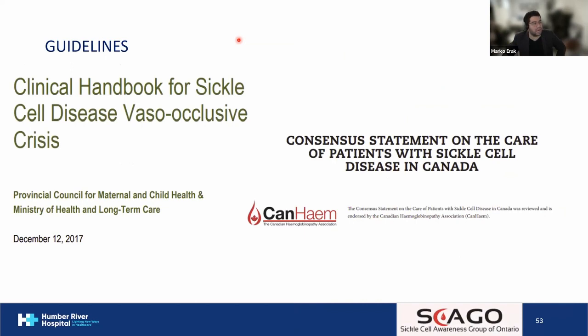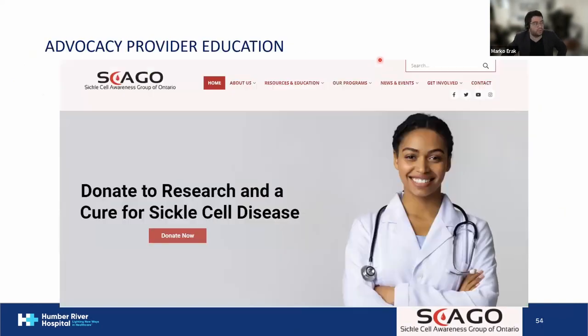The other thing is guidelines exist. Both of these resources, the clinical handbook and the consensus statement from the Canadian Hematology Association, outline very nicely what needs to be done and what individuals need to know. The difficulty is, again, if you have negative attitudes towards pain and sickle cell disease, the less likely you are to know about these. And the difficulty is just knowing them and being aware of them.